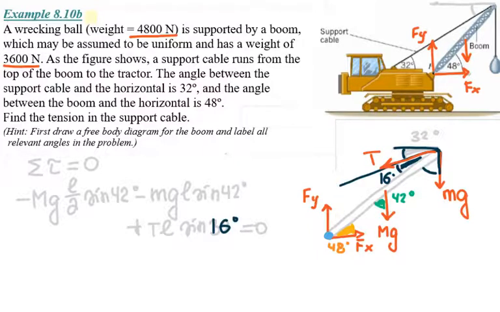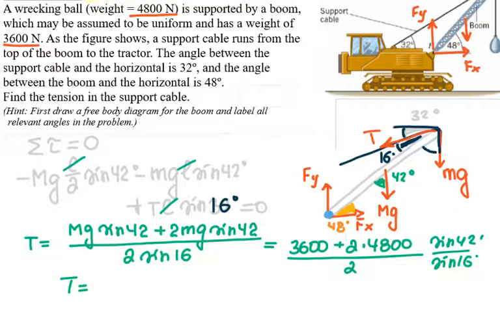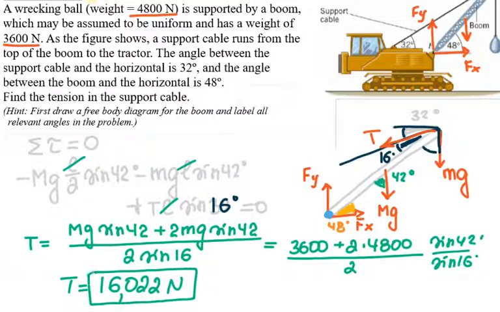Because they all have L, I can cancel every single L right here. And then I can solve for tension. So let's multiply them all by 2 and then solve for tension. And so after I solve for T and plug in all the numbers that are given, I have my tension is equal to 16,022 newtons. So 16,022 newtons is the tension in the cable.